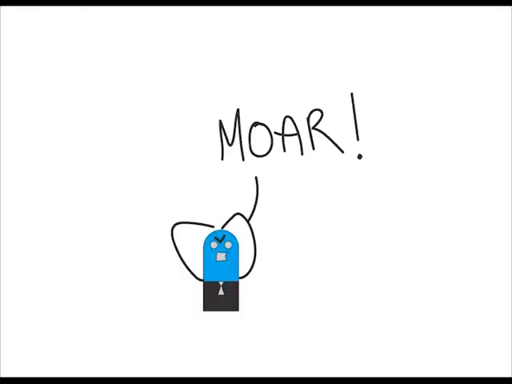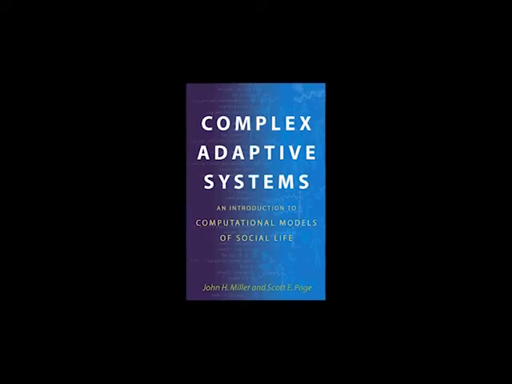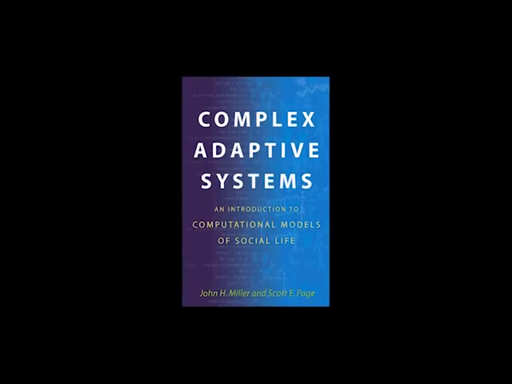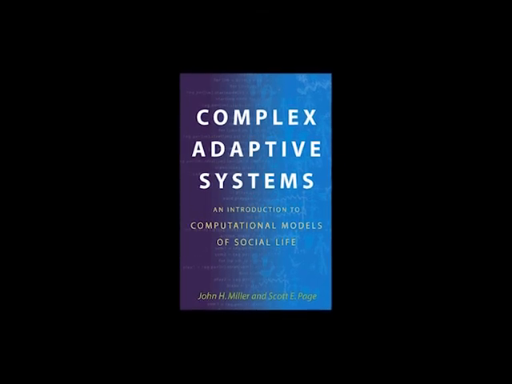Now, if you want to know some more about modelling and want to delve into some of the computational models used to explore complex social systems, check out John H. Miller and Scotty Page's book on complex adaptive systems. Much of what we just discussed is outlined in Chapter 3.